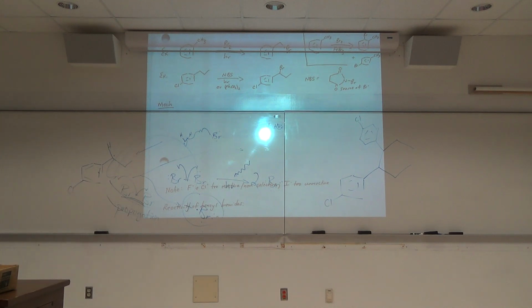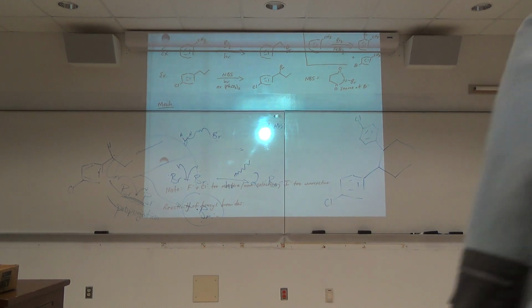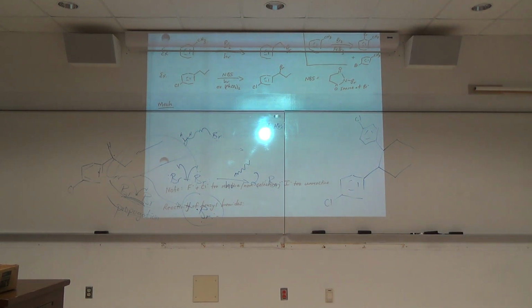But if we look at one cycle, then we have to understand the idea of propagation. Okay, so this is just for one single cycle for the propagation, just looking at one, not all of them combined. Is there a certain number of equivalents that you need to use of this? No, it's just standard one equivalent.